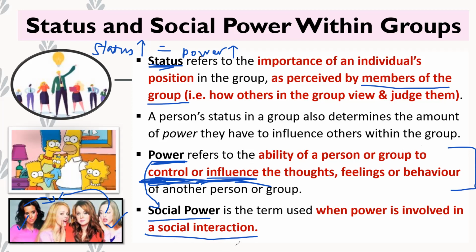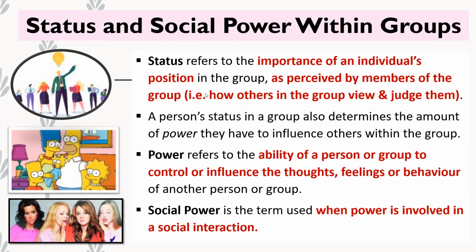Okay, so it's the same definition, but we're just applying it to an actual social interaction, like bumping into someone in the corridor or seeing someone outside of school, just like an actual social engagement or social interaction there. Okay, so these two don't need to be learned as separate definitions, but it's just there to differentiate between the two. Okay, so that's basically the relationship between status and power.